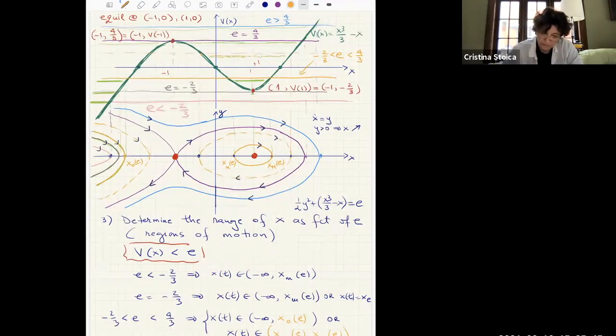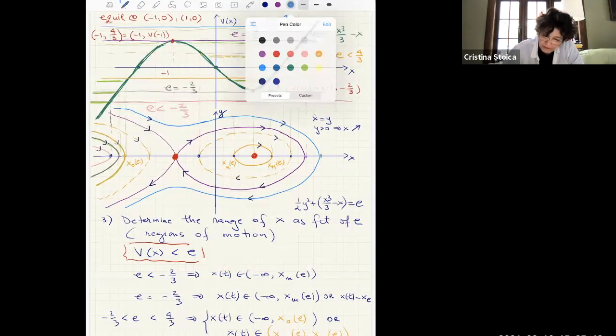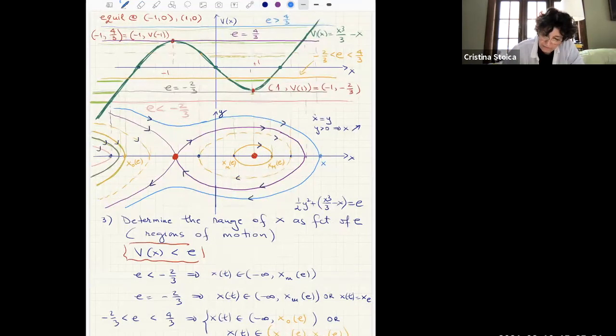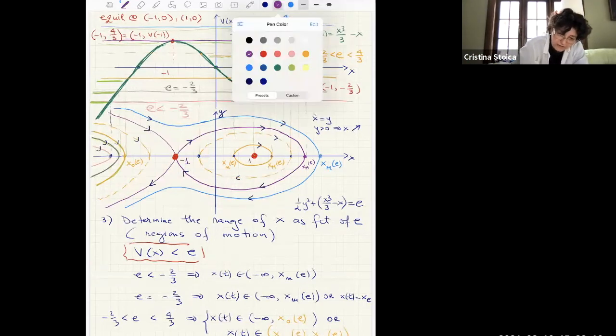The blue one, this one, would be an xm of E. The purple one, again, will have an xm of E, but they're not the same. So it's a color code: different colors, different values, like in the picture. And this is -1, and this is 1, the red ones.